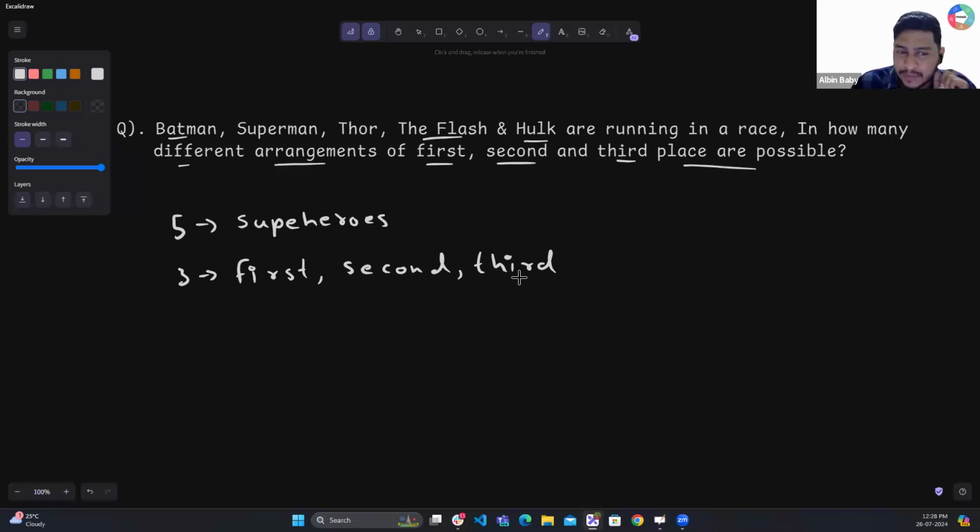See, let's say for the first position, how many possibilities are there? That is five. Yes or no? Let's say one person comes first. Can he come second? No, obviously not. So if we deduct that person, how many possibilities are there for the second position? Exactly, four possibilities. For the third position, how many different possibilities are there?